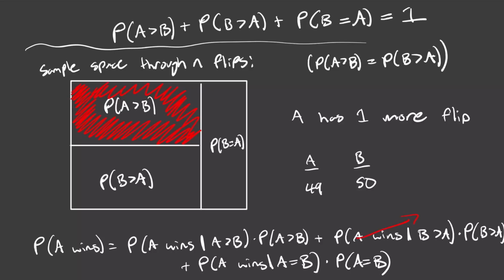This is going to be 0 here. This here was 100%. Now we have one situation left, right? What's the probability that A wins, given that A is equal to B? So for instance, A and B both could have got 23 heads, let's say. So A has one more flip.